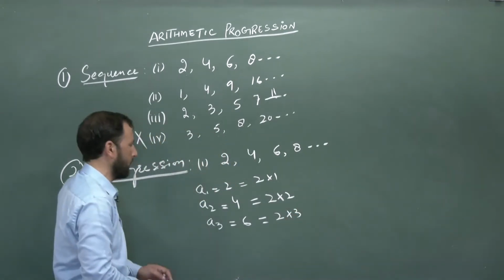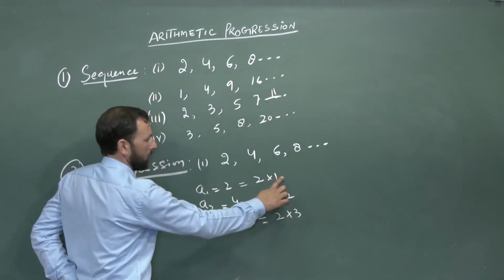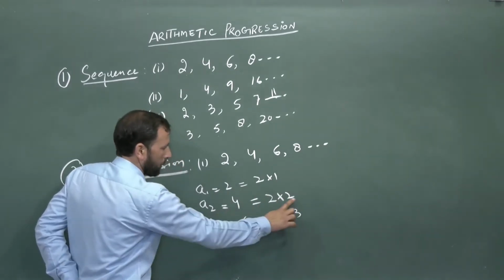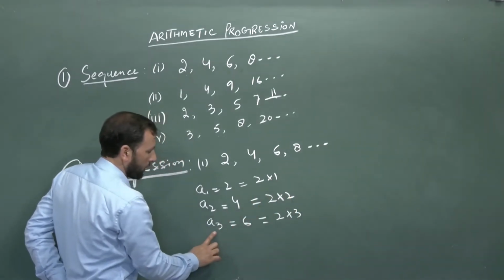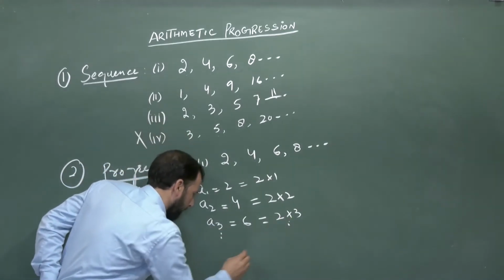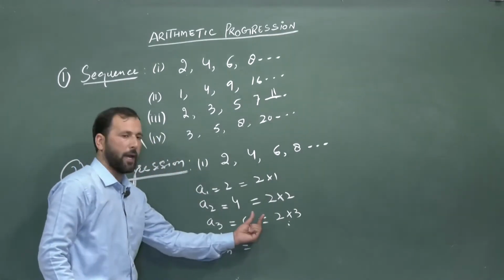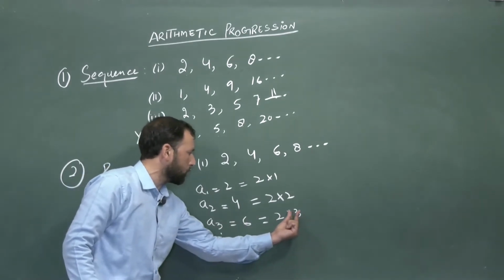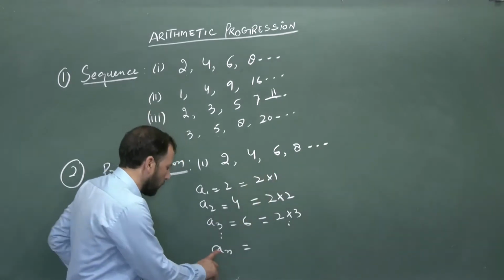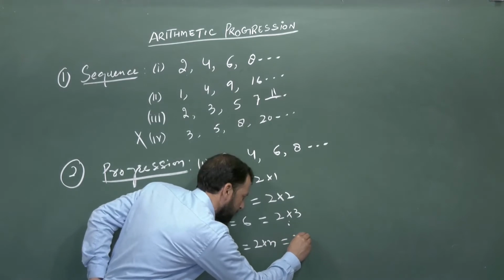Here we observe a pattern. A1 is 2 into 1, A2 is 2 into 2, and A3 is 2 into 3. If we take it up to the nth term, AN can be written like this: A3 is 2 into 3, A2 is 2 into 2, A1 is 2 into 1. So AN is equal to 2 into n, and we can write it as 2n.